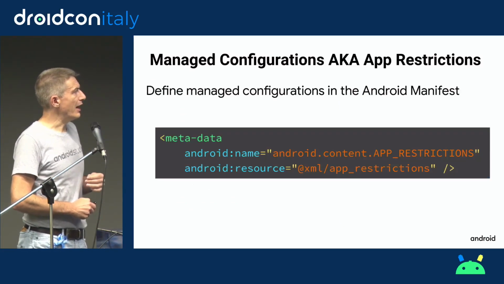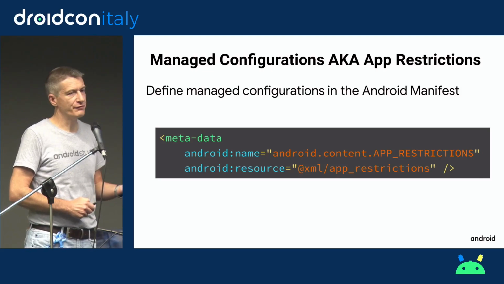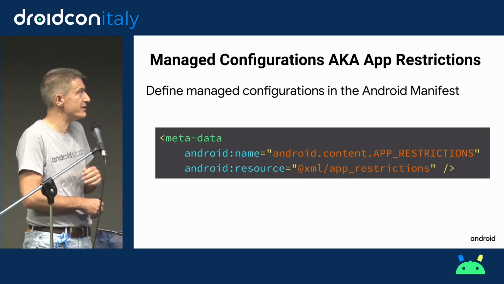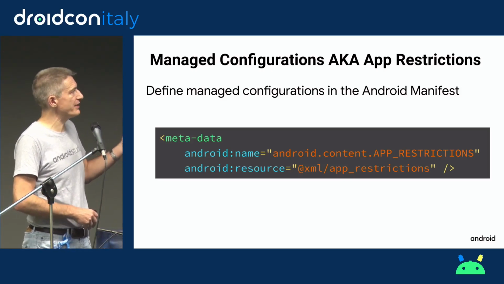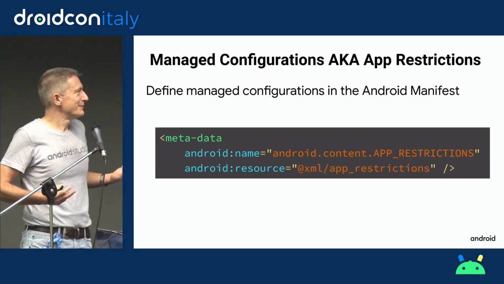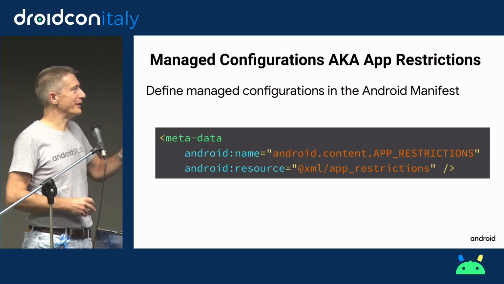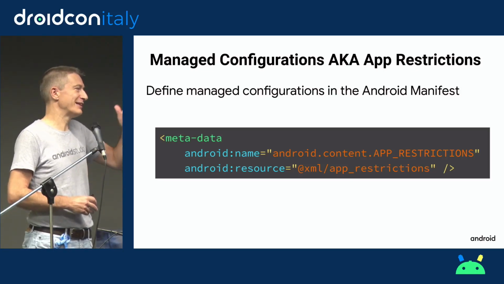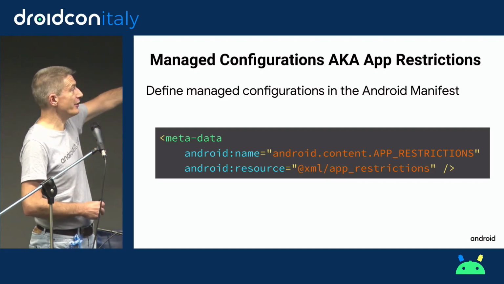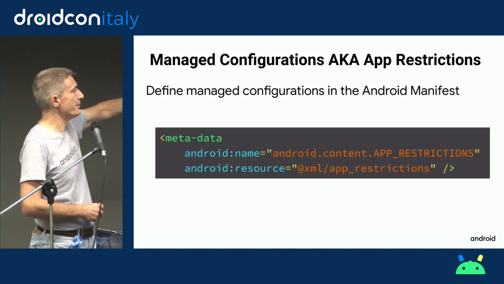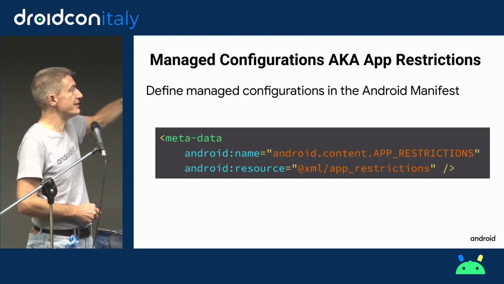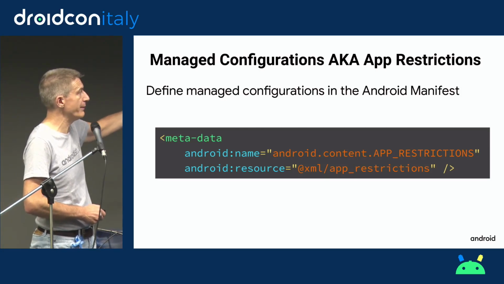Okay, how do you define the managed configuration, which configurations are available to the IT organization to customize? It is through app restrictions. The original name was app restriction, and everything that you find in the documentation is app restriction, up to a certain point where we started to talk about managed configuration. Inside the Android manifest, you define this metadata for the app restriction, and you point to a resource that is the XML where you define all the parameters.